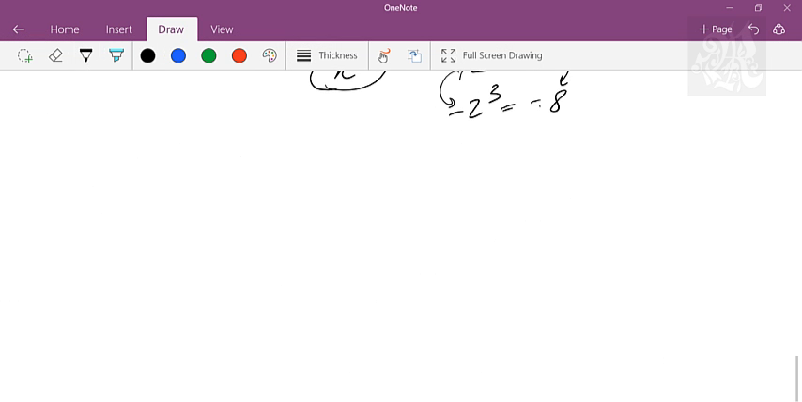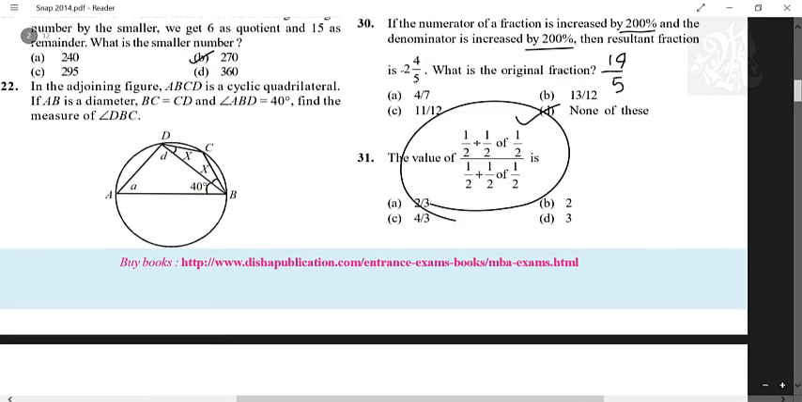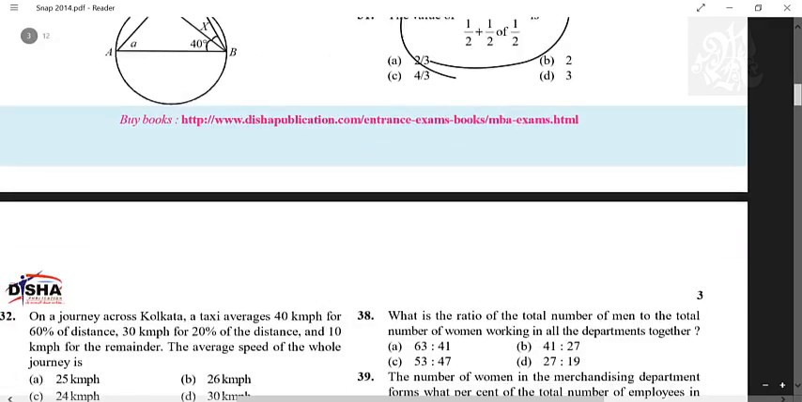It's like if I have a 2 by 4, which is 1 by 2, if I double this 2 and double this 4, I still get 2 by 4, which means if numerator and denominator are increased by the same percentage, the value won't change. The resultant is this, so the original has to be this, which is nothing but 14 by 5. None of these. Yeah, there's again a quick calculation based question. I mean, very simple, you can solve that easily.